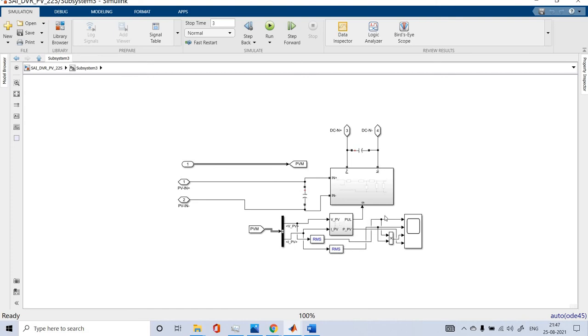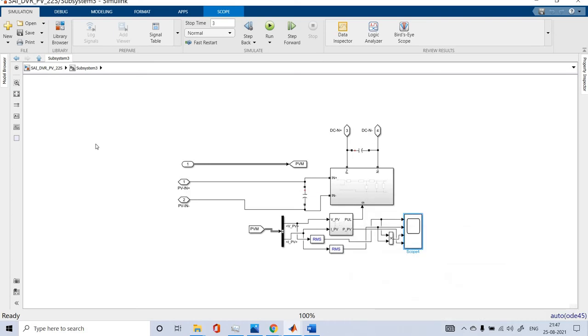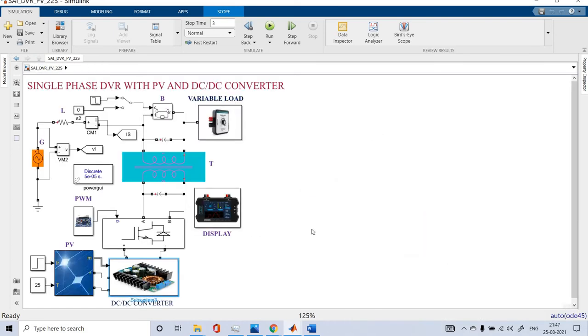Again, there is the RMS value, where the ripple occurs. We obtain the RMS value and the different types of waveforms, that is voltage and current. Next we are going to connect the PV panel: the output of the PV panel is connected to the DC to DC converter.